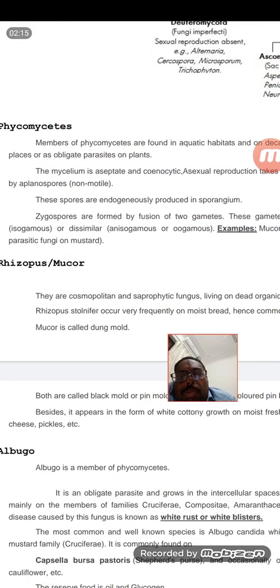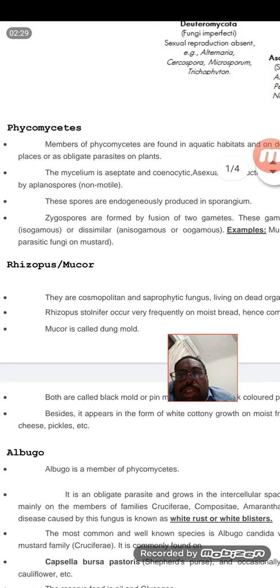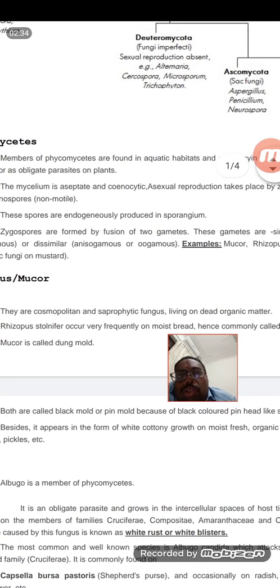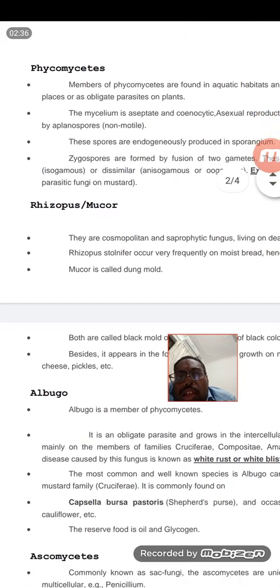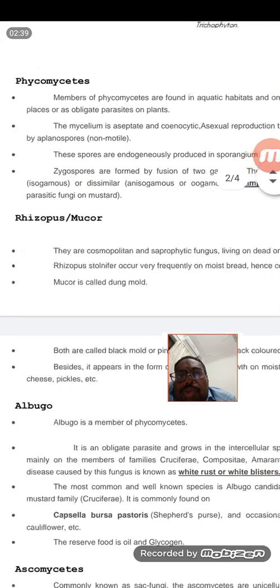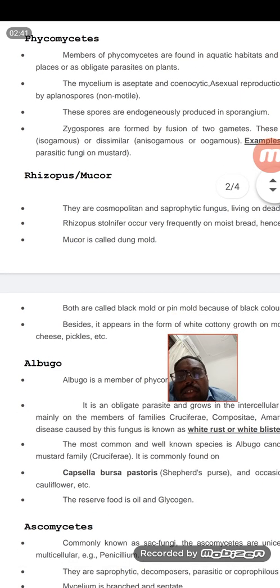How do they reproduce? When we look at their reproduction, they reproduce endogenously, that means by sporangium, and sometimes zygospores, formed by the fusion of two gametes, which are isogamous or dissimilar, will be formed. The best example for this is Rhizopus. Rhizopus is a cosmopolitan fungus because they are living with us, so this can be seen anywhere, wherever you go on the face of the earth.